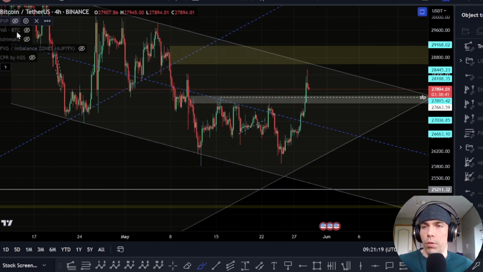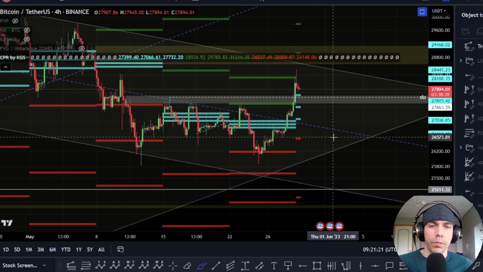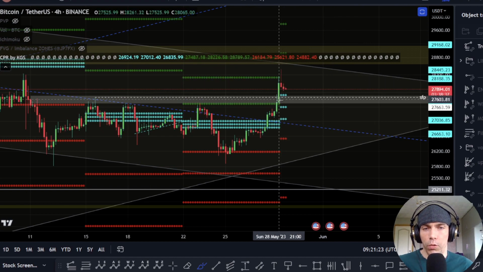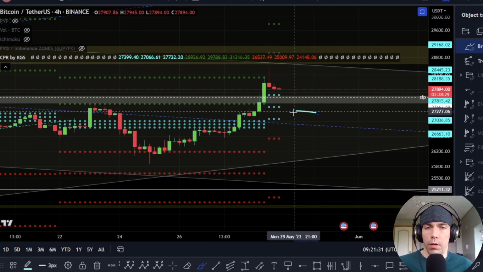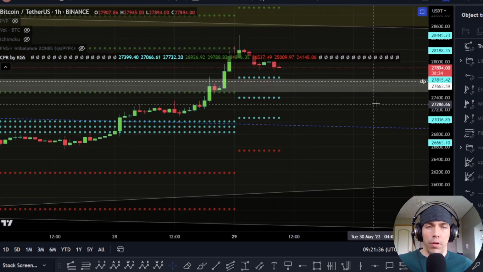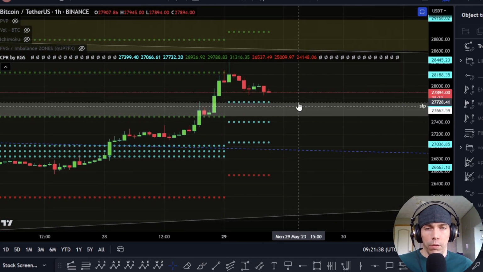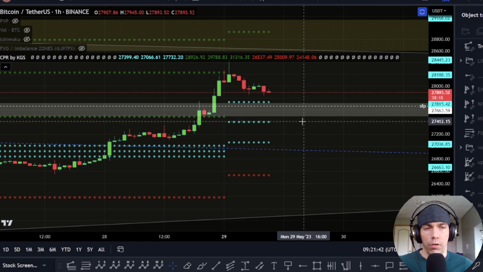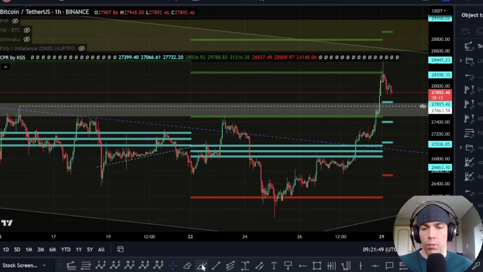Last thing that I want to talk about here is the CPR. So we're talking about coming up towards this S1 or this S2 line yesterday, and we did actually come up towards this S2 line. Now we can see here that we have the central pivots that are just below us here. So the first one here is towards this 27,728. We have this one lower down here, which is sitting towards this 27,412.